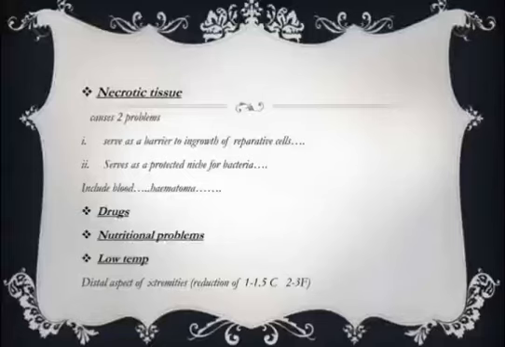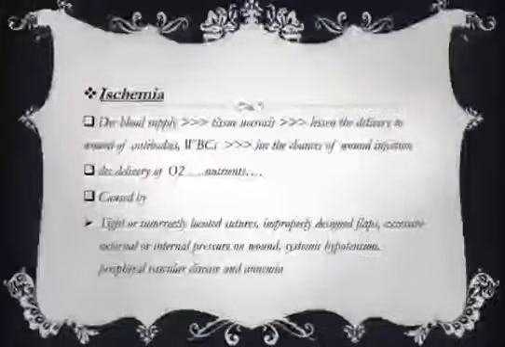They include bleeding and hematoma, drugs, nutritional problems and low temperature. There will be this at the distal aspect of the extremities. There will be a reduction of 1 to 1.5 degrees Celsius, 2 to 3 degrees Fahrenheit.